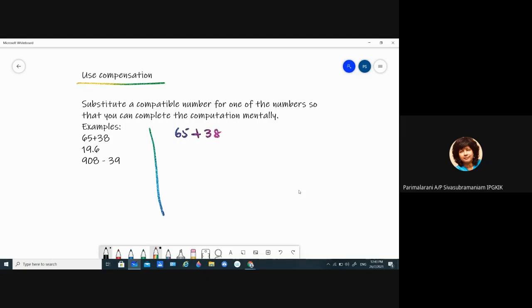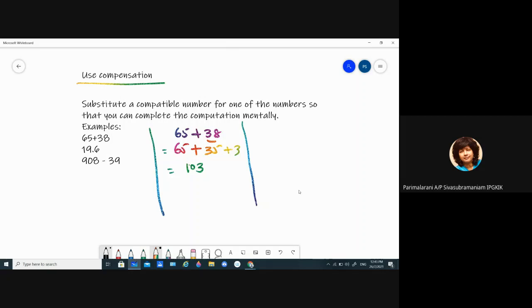Okay, so 65 plus 38. If this is difficult to calculate, then we can change these numbers. Usually for compensation, we try to change only one number. So we can change 38. We want to make it easy to calculate, we straight away change to 35. But this is less than 38, so we need to add another 3. So we know 65 plus 35 is straight away 100, and then with the 3 there is 103. So this is compensation. Compensation is when you substitute one of the numbers into a compatible number.